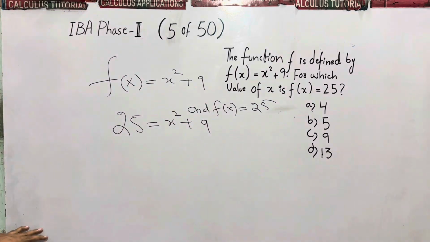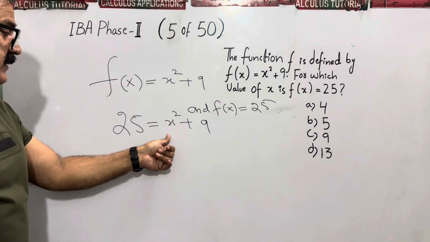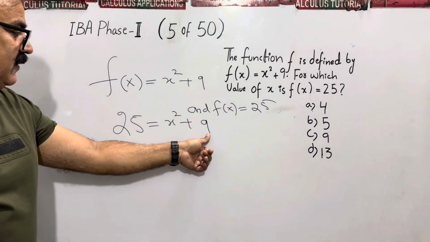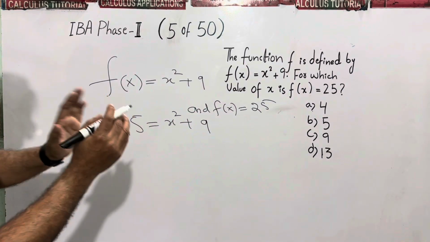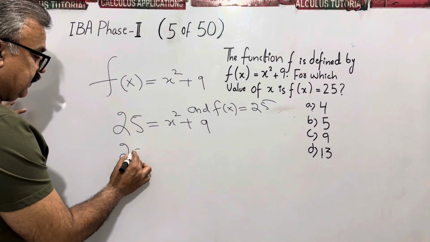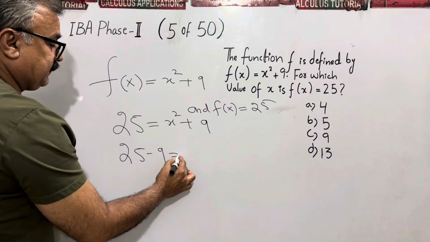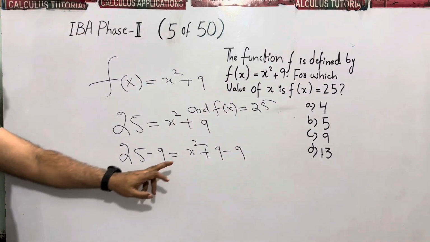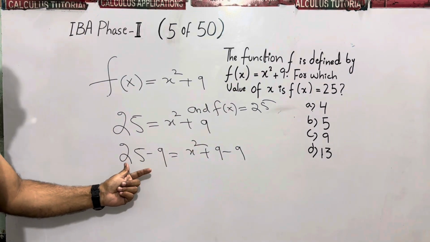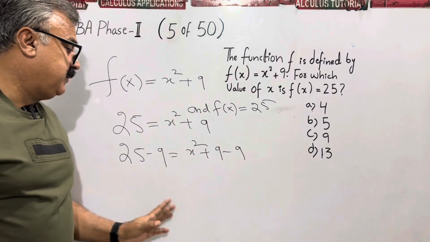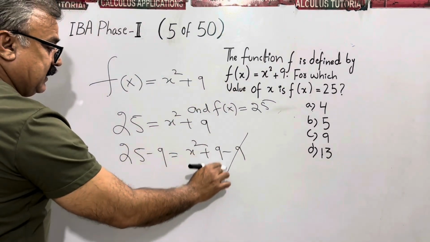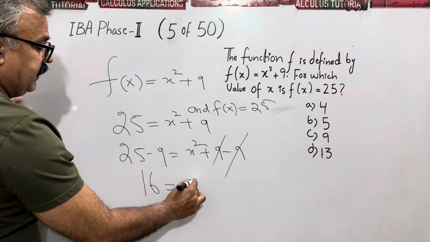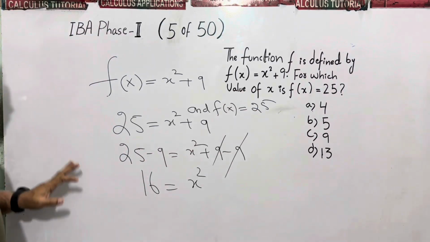We are interested in x. Make x alone. To get rid of 9, subtract 9 from both sides. 25 minus 9 is equal to x square plus 9 minus 9. To get rid of positive 9, I have added minus 9 on both sides, or simply subtracted 9 from both sides. It cancelled out. 25 minus 9 is 16. Now I have x square.